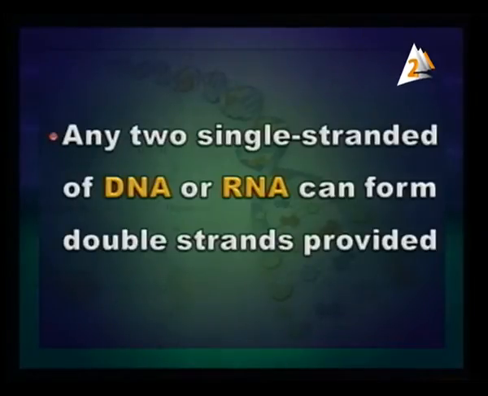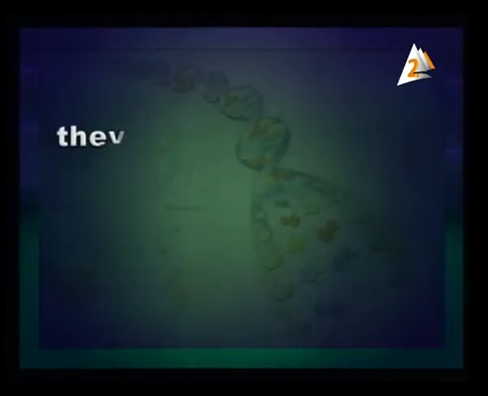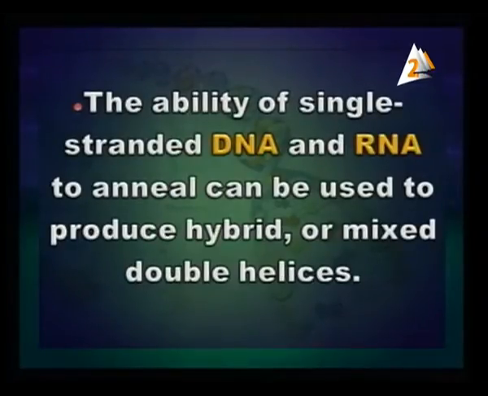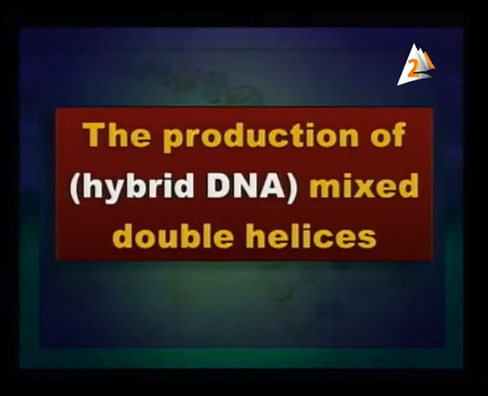Any two single strands of DNA or RNA can form double strands provided they have at least two short complementary base sequences. The ability of single-stranded DNA and RNA to anneal can be used to produce a hybrid or mixed double helix. The production of hybrid DNA, a mixed double helix.